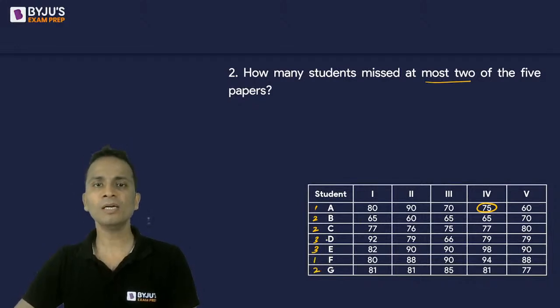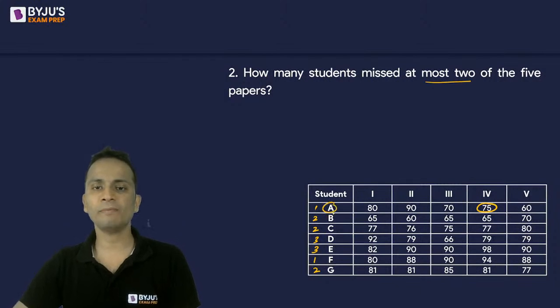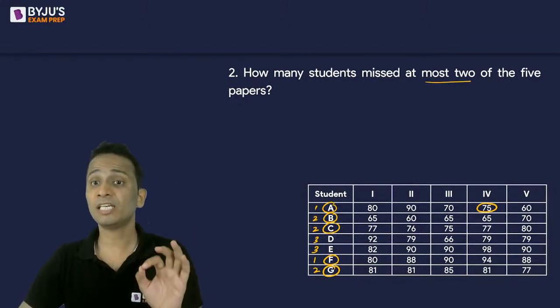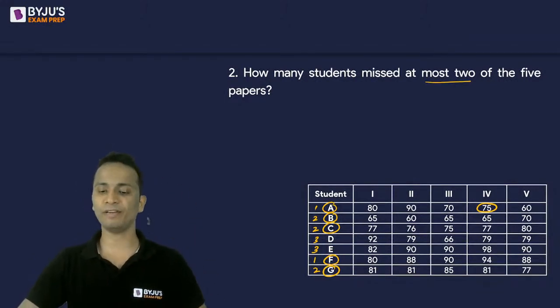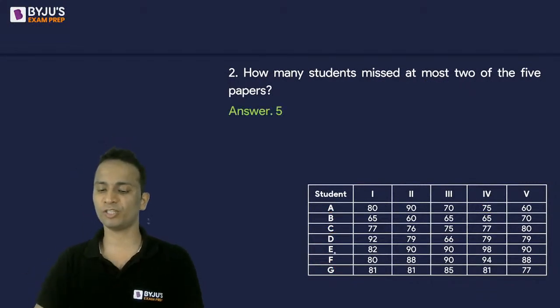Okay. So how many students miss at most two papers out of 5? So A, B, C, F and G. These 5 people have missed at most 2 papers out of 5. Ajay, the answer will not be 3, the answer should be 5 for this one. Okay.